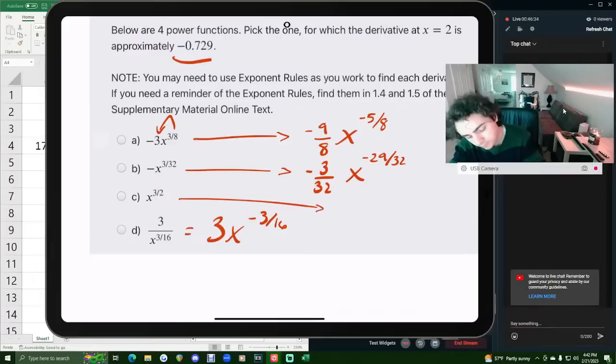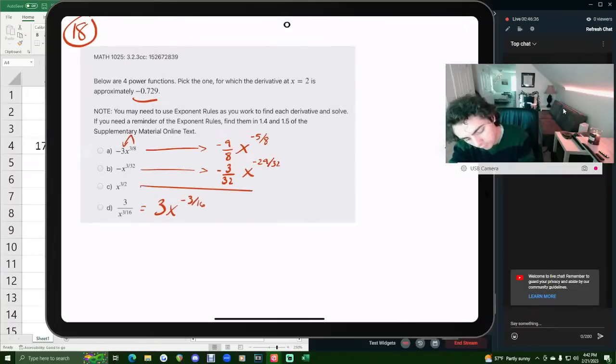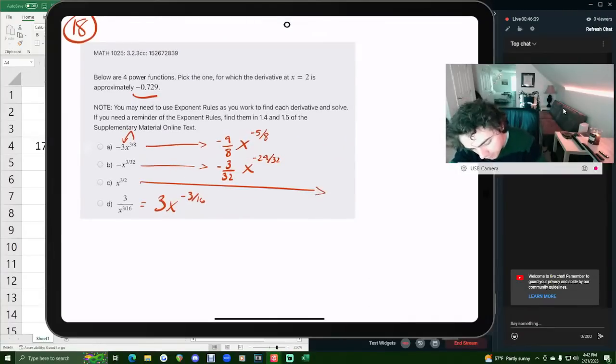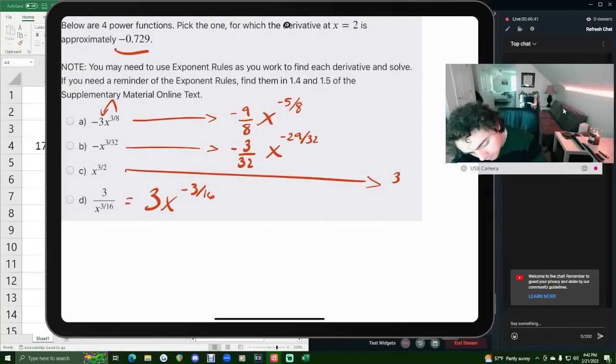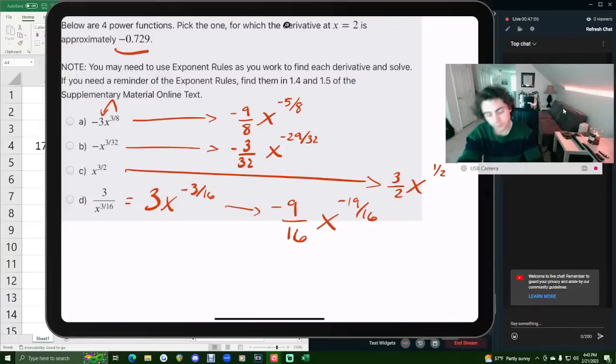Keep it going here. I'll write this one way out here so we have space. 3 halves will come out in front. Leave the x, and then 3 halves minus 1 is 1 half. So 3 minus 2 is 1. Leave it over 2. Then this last one. Negative 3/16 comes out in front, multiplies by the 3. So negative 9 over 16. We leave the x. Negative 3 minus 16 is negative 19. Leave it over 16. So we have all 4 of our derivatives here.